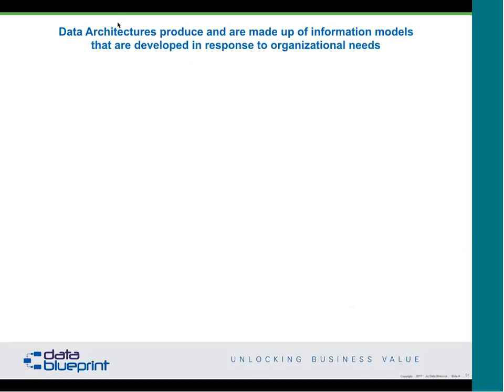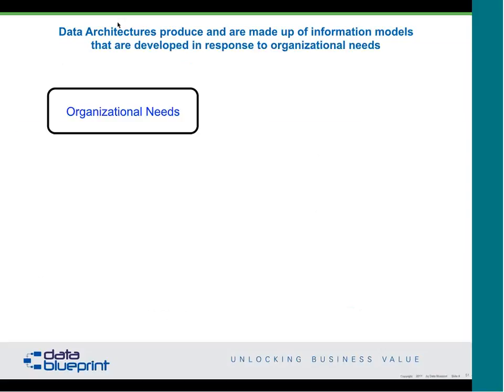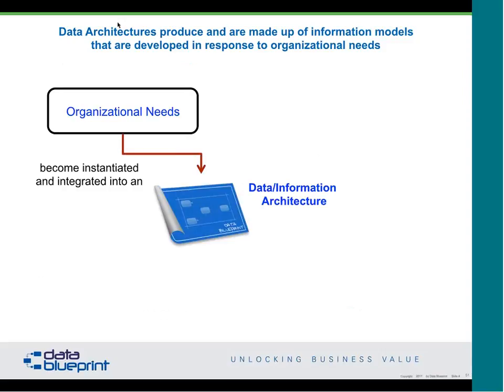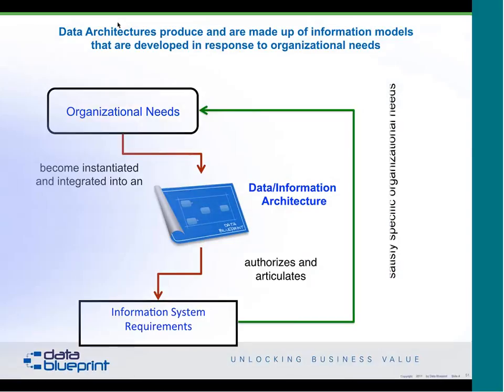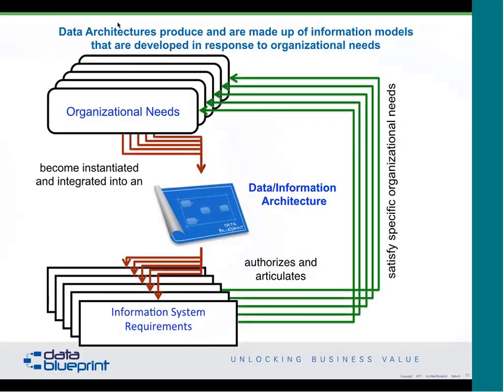And the process of coming up with these arrangements is also an important one, because what happens is the organization has some sort of information needs. And those needs become instantiated and integrated into a data architecture, whether you do it consciously or unconsciously. That architecture should then authorize specific information systems requirements. If we don't add a feedback loop on there, we have no idea what's actually going on, but most people think you're done at that point. And in fact, you're only done when your organization ceases to exist or stops changing. And I haven't met any of those in my 30 years in this business.